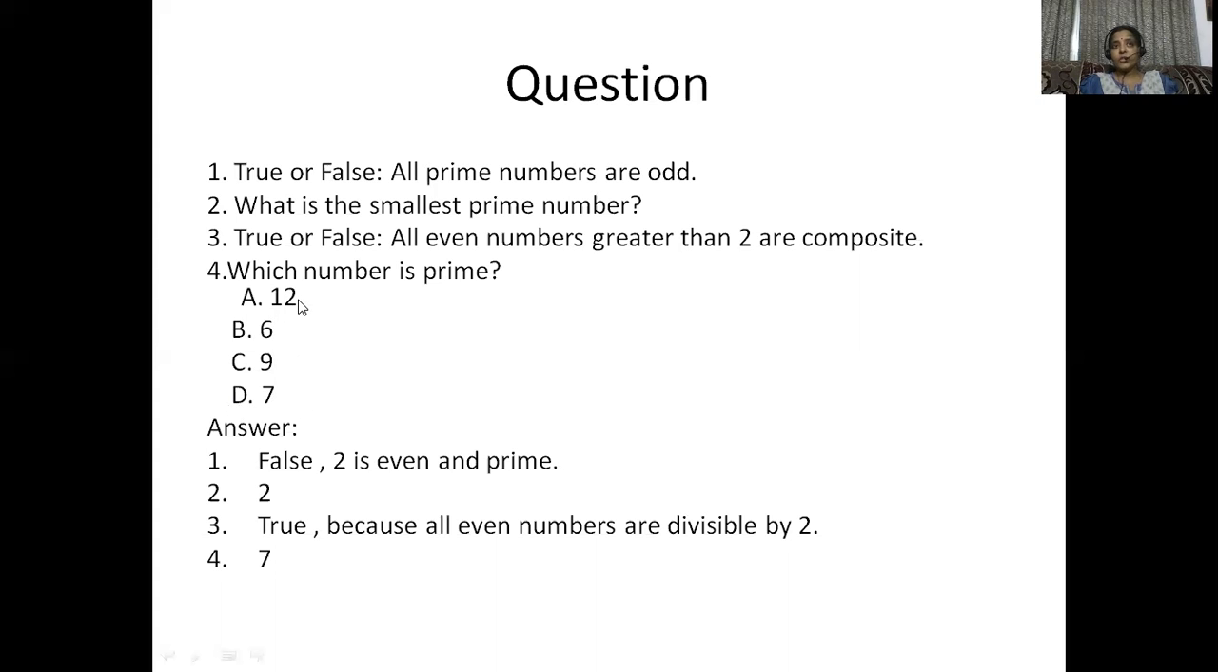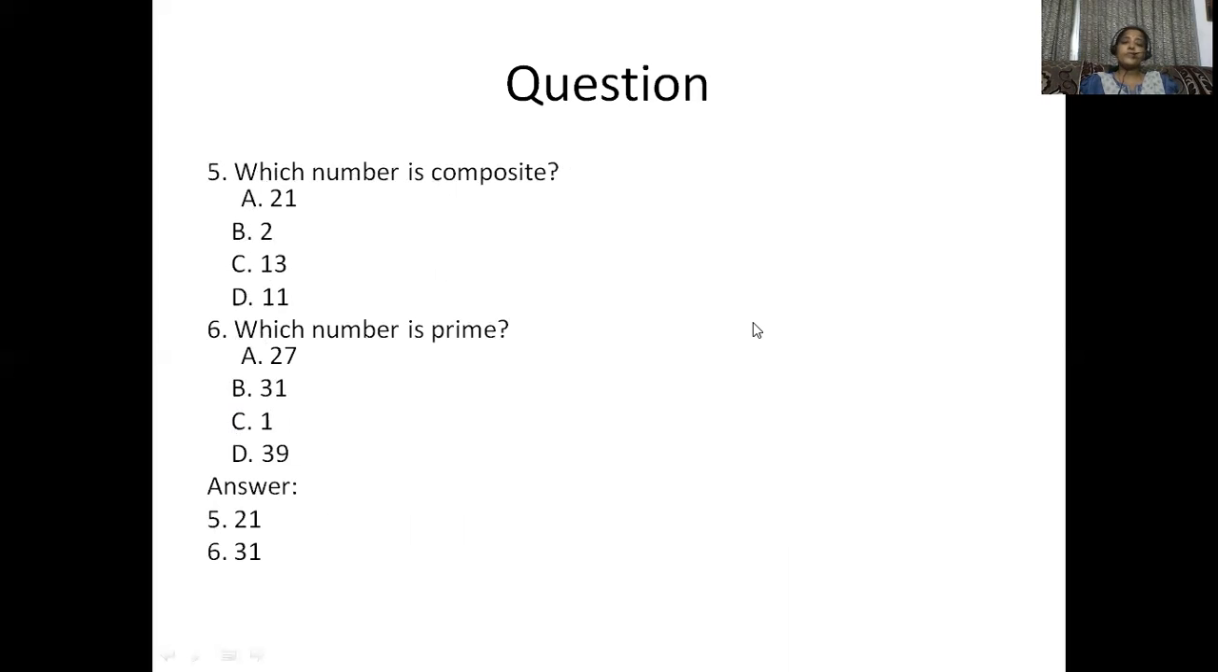12 is divisible by 2, 6 is again an even number, 9 is divisible by 3. So the only prime number here is option D, 7. Okay. Now, the fifth question.